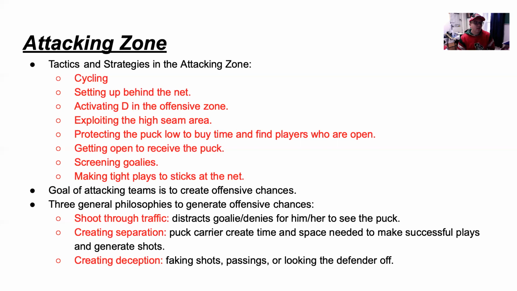Our goal as an attacking team is to create offensive chances. We have to attack the zone. The attacking zone is known as the offensive zone, like we talked about in chapter 3. We need to use the attacking system and go into the attacking zone to create scoring opportunities and generate shots. There are 3 general philosophies to generate scoring chances. Number 1 is shooting through traffic. It distracts the goalie and denies him or her the chance to see the puck. Let me draw this out.